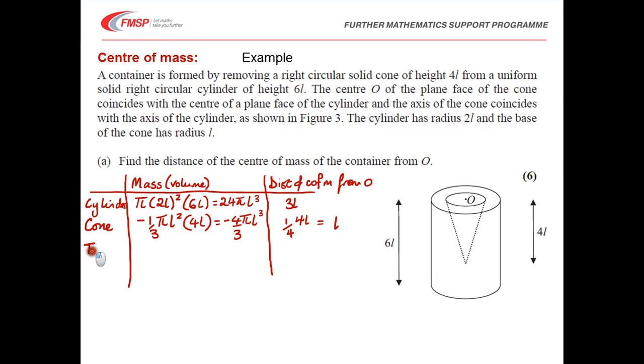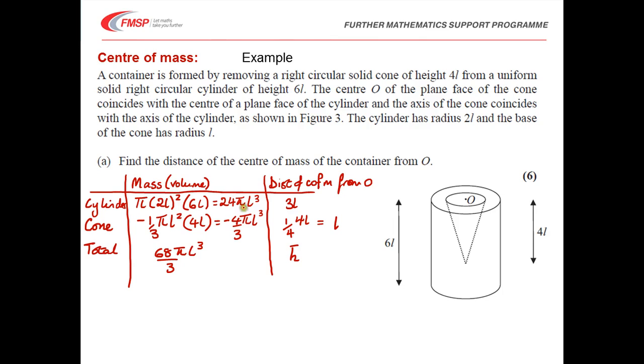We then need to put in the total, and 24 pi L cubed minus 4/3 pi L cubed gives me 68 pi L cubed over 3, and the distance of the centre of mass from O, I'm going to call that h bar. That's the distance that I'm looking for.